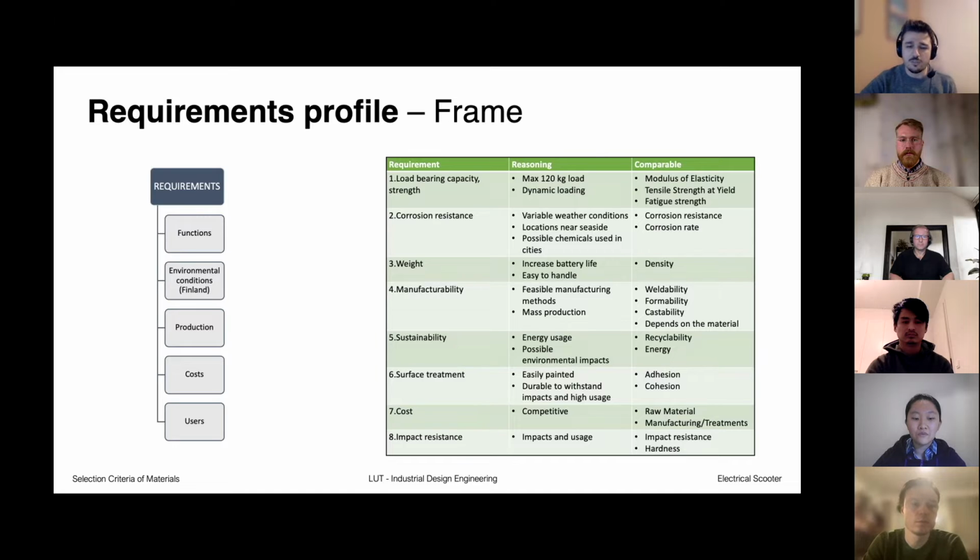The different surface treatments may be related especially to the brand values, as the component needs to have certain colors or stickers may be attached to it. The cost needs to be competitive, and the impact resistance is also considered important, as it would be located outside and suffer from different kinds of impacts.